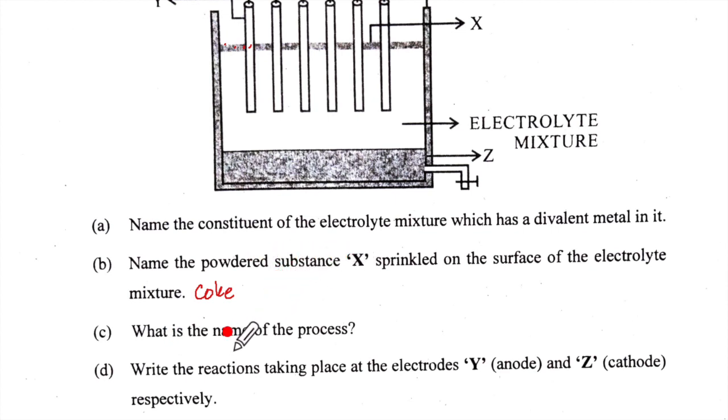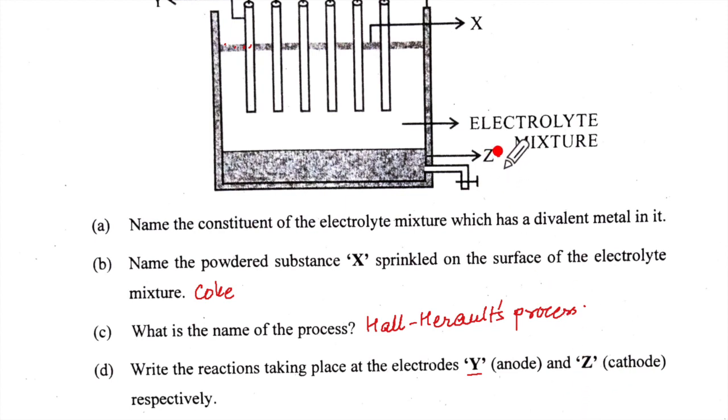Okay, what is the name of the process? The name of the process, as I told you, is the Hall-Heroult process. Write the reaction taking place at electrode Y, which is anode, and Z, which is cathode.